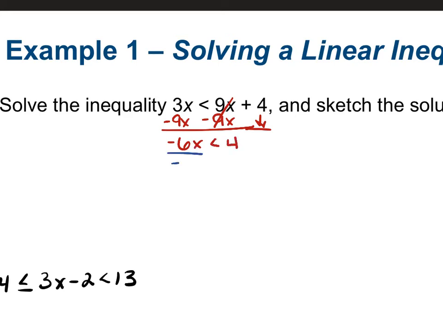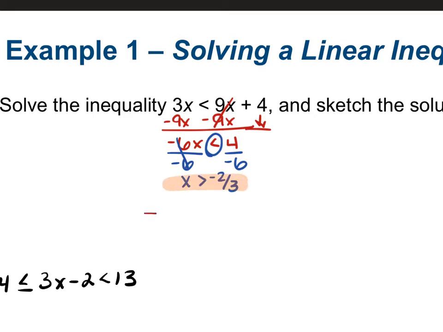From here, we just divide each side by that negative 6. Remember, you're dividing each side by a negative, so that inequality sign flips. So we have x is greater than negative 2/3. So this is our solution.